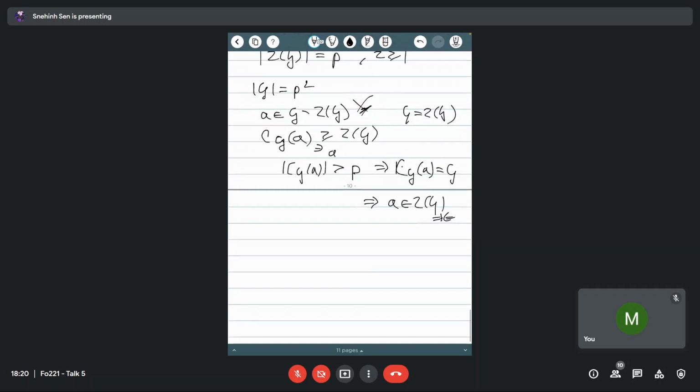Now, if G is cyclic, because the size is p squared, it has to be Z mod p squared Z. The only other case is if G is not cyclic. Well, that's an exercise for you to figure out after the class. That is, if the size of G is p squared and G is not cyclic, you have to prove using whatever you know that G is isomorphic to Z mod pZ cross Z mod pZ.